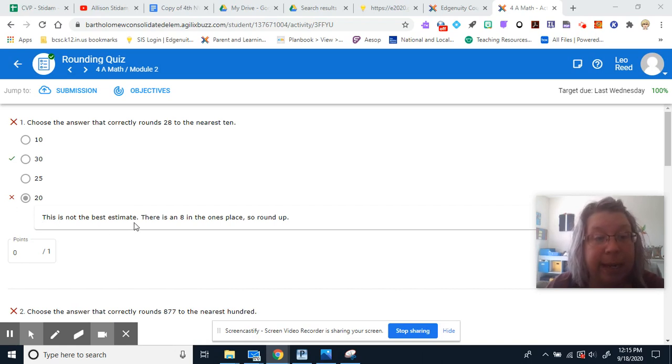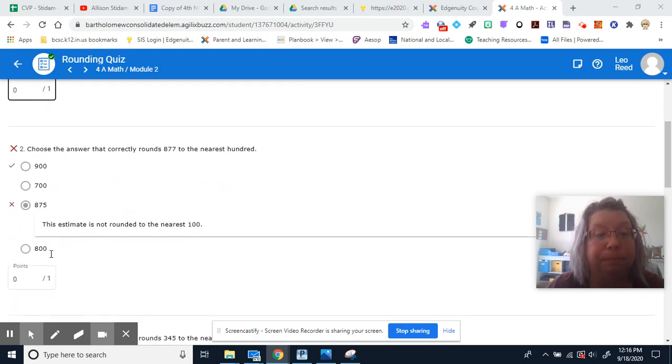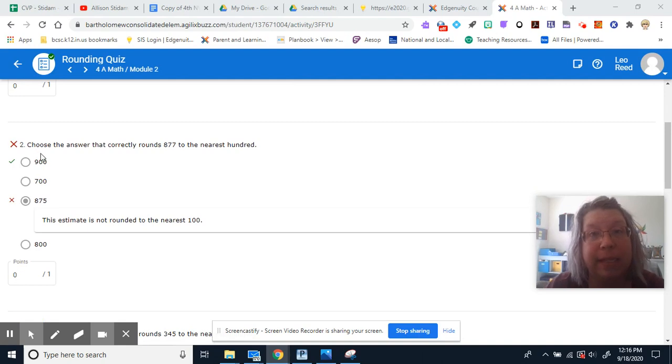This is not the best estimate. There is an 8 in the ones place, so round up. You'll see this green check mark tells me the correct answer. What I should have selected was 30. And it tells me I got 0 out of 1 point for that question. If I scroll down, I see I missed the next question. It tells me that I did not round to the nearest 100, like it said in the question. And here's what the correct answer should have been.